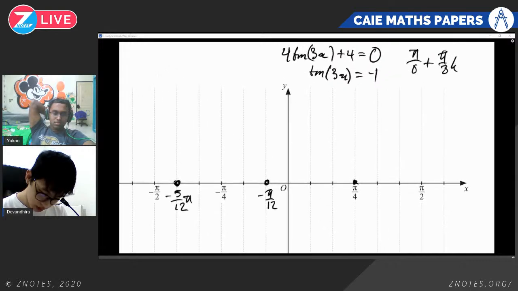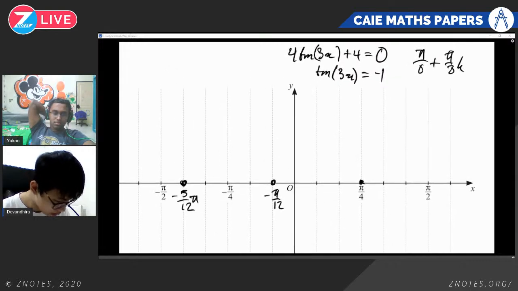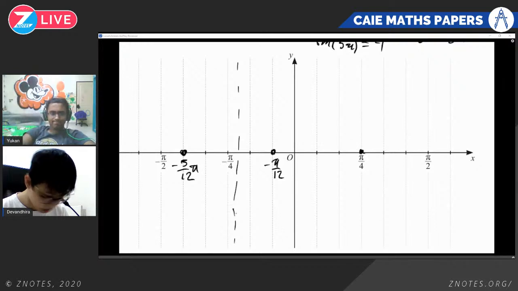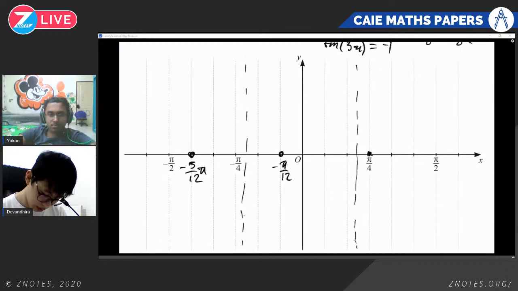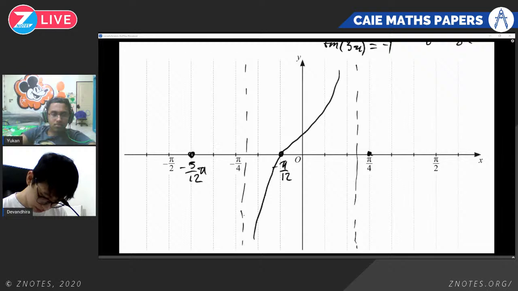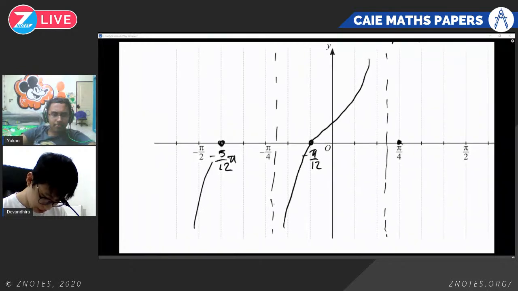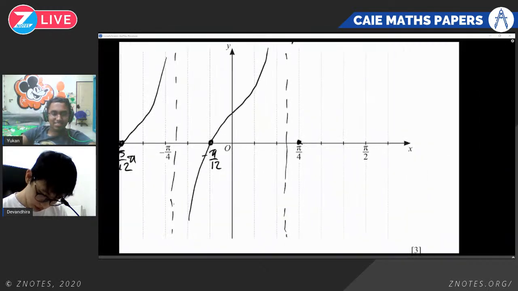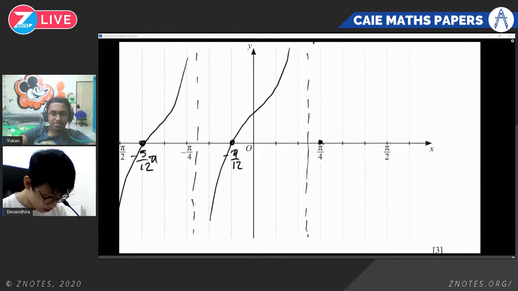That means, where's pi over 6? Pi over 6 should be somewhere here, I think. And then another one right here. Okay, so let's draw the graph. I'm sorry, I'm not good at drawing. It's okay. Yeah, something like that.